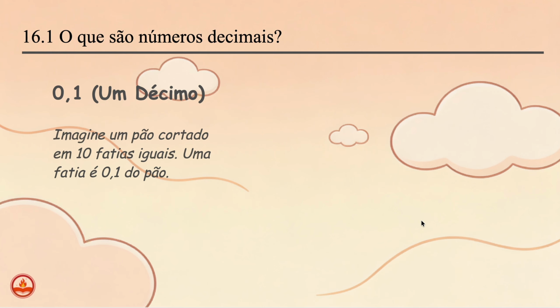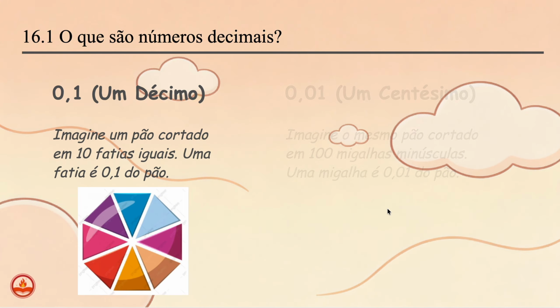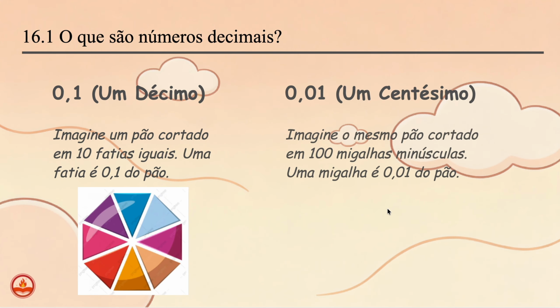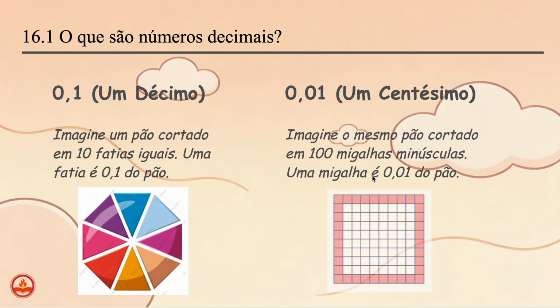So, what does 0.1 really mean? If you take something whole, like a loaf of bread, and cut it into 10 equal parts, one part is a tenth, or we call that 0.1. And what about 0.01? It's even smaller. 0.01 means you cut the whole thing into 100 equal parts and have just one of those tiny parts. See, 0.01 is smaller than 0.1.